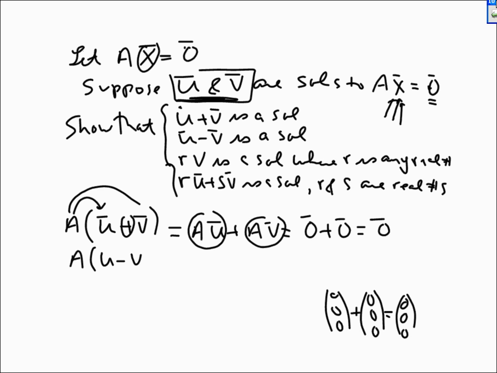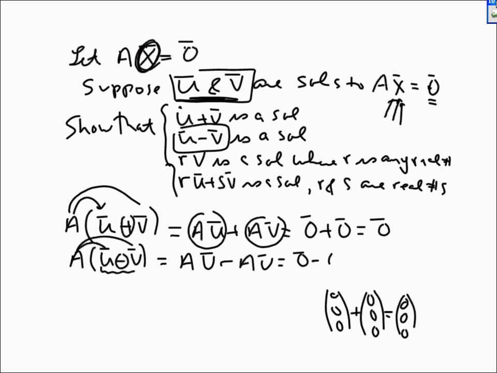If you add this, you get back the 0 vector. Now A times u minus v. That's what I claim x can be. X is the placeholder for the solution. I'm claiming u minus v is a solution. Well, just like before we distribute. We get Au minus Av. We get the 0 vector minus the 0 vector, which is the 0 vector. A times anything that gives you 0 is a solution.